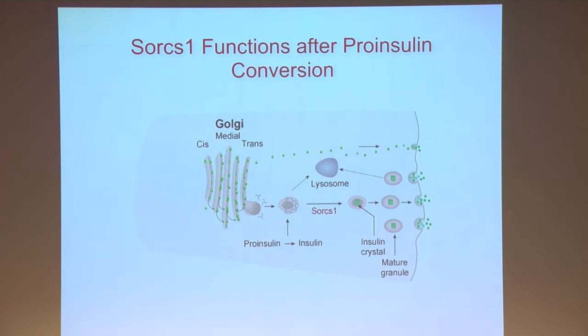And so what we're seeing then is that this protein, we're placing it here. This is our model. There's a lot more to do, obviously, but we're saying that it is functioning at a step after the Golgi, after proinsulin is converted to insulin, and is necessary for pulling it away into these regulated vesicles. And in the absence of that, the default is to transport it to the lysosome where it's degraded.